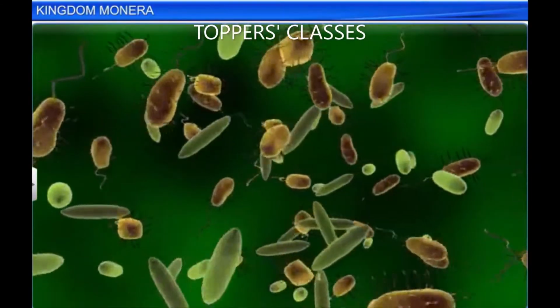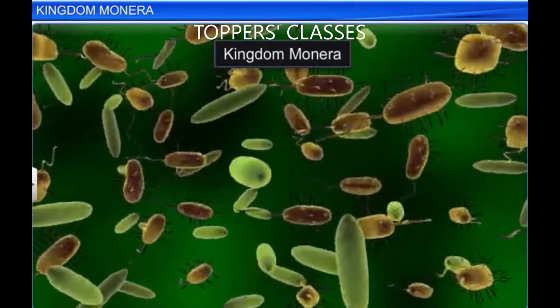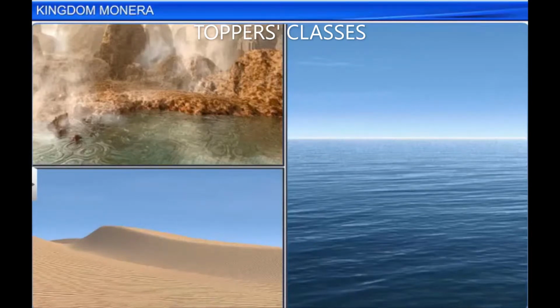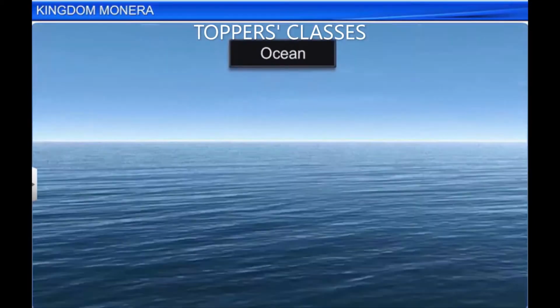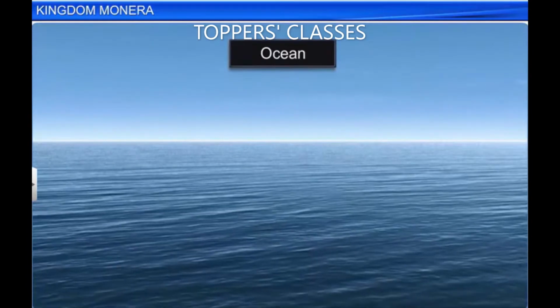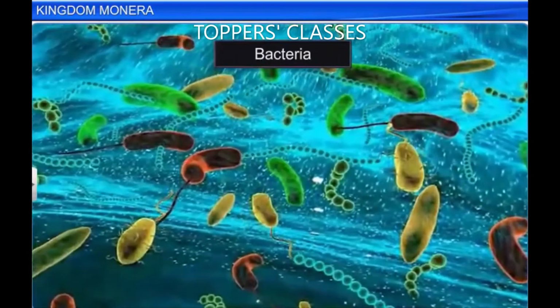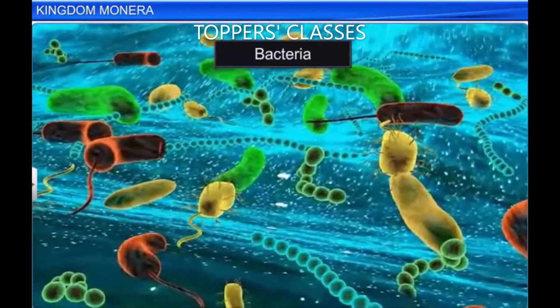Bacteria are the sole members of kingdom Monera. Bacteria can be found anywhere, including extreme habitats like hot springs, deserts, and deep oceans. Different bacteria synthesize their food in different ways.